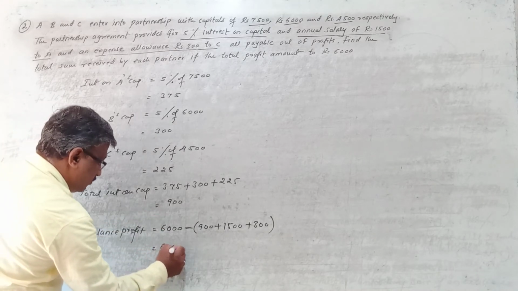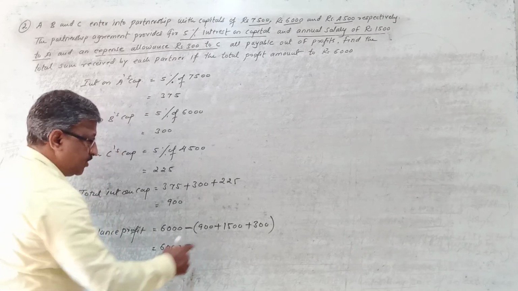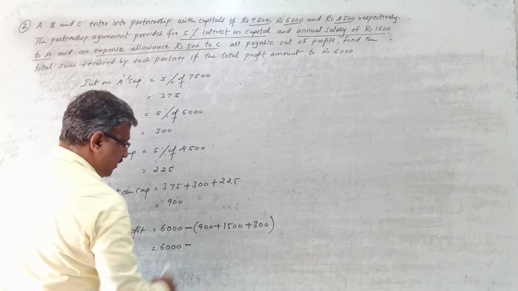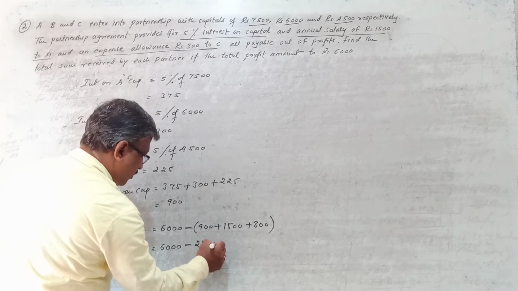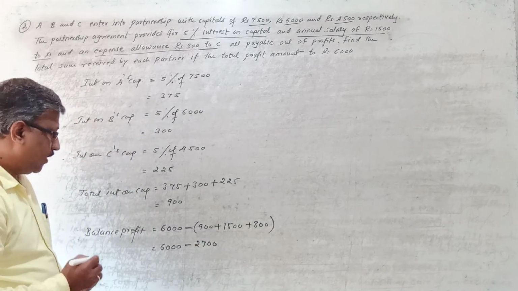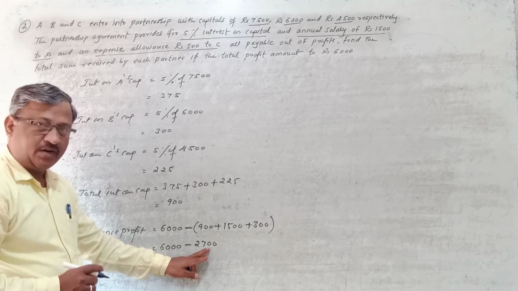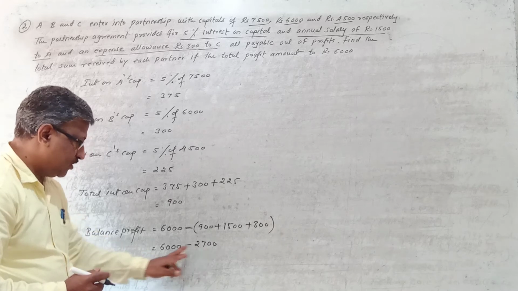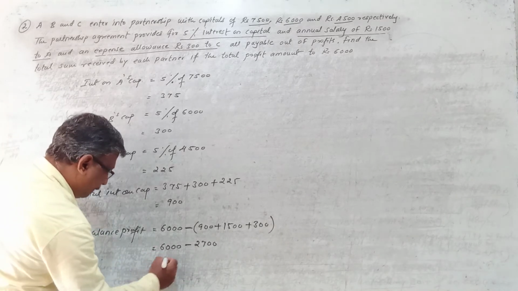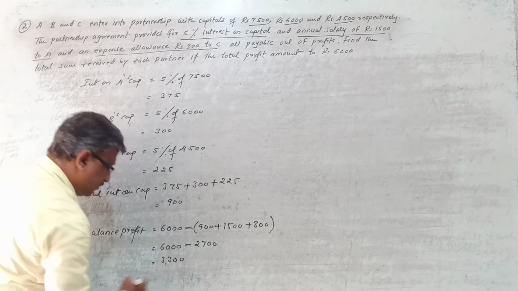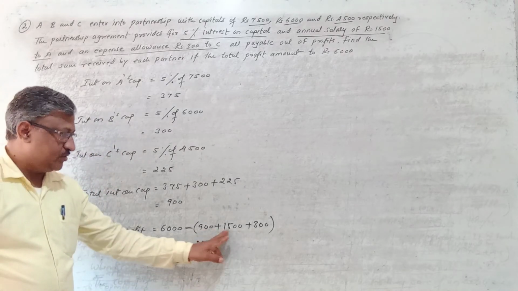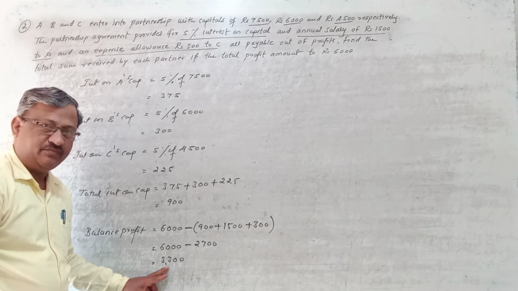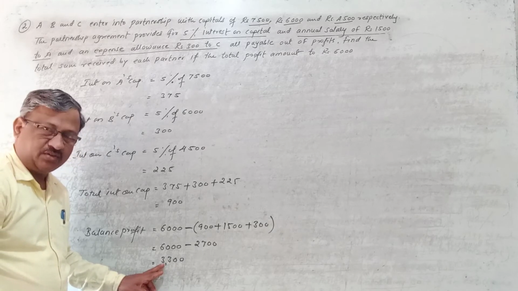So it is 6,000 minus, add these three, right? So 1,500 plus 900 plus 300, means you get 2,700. So totally 2,700 rupees profit we have paid in form of interest, salary and what? Expense allowance. So minus this from 6,000. So balance profit you will get is 3,300. Means after paying these three things, still there is a profit of rupees 3,300 which is left with the company. So whatever profit is remaining, 3,300 rupees.